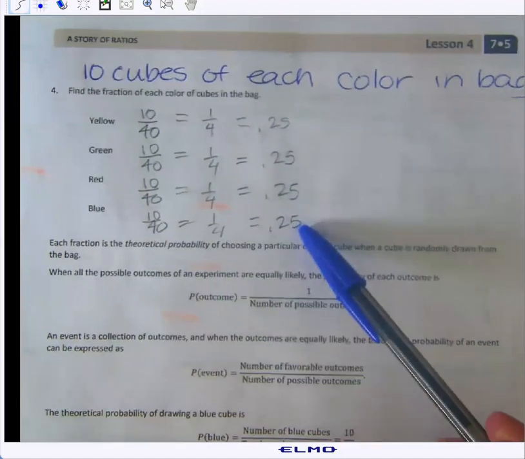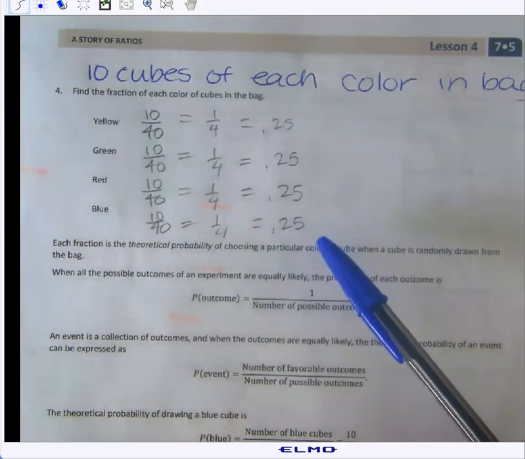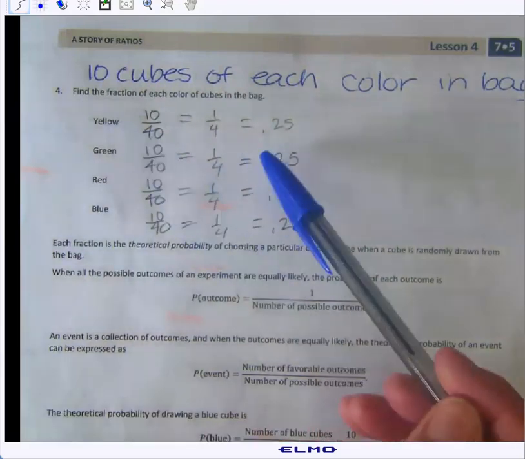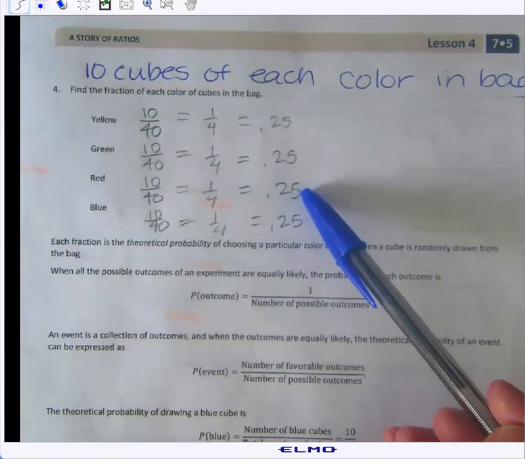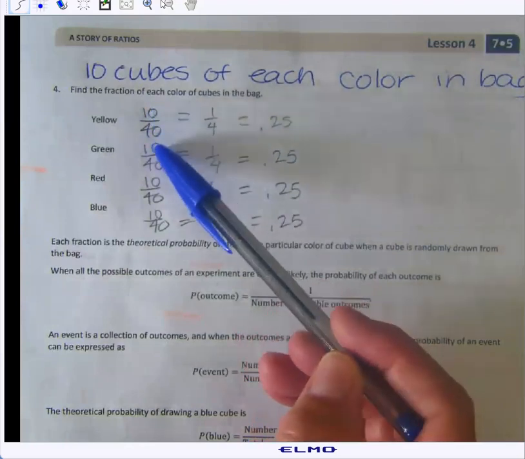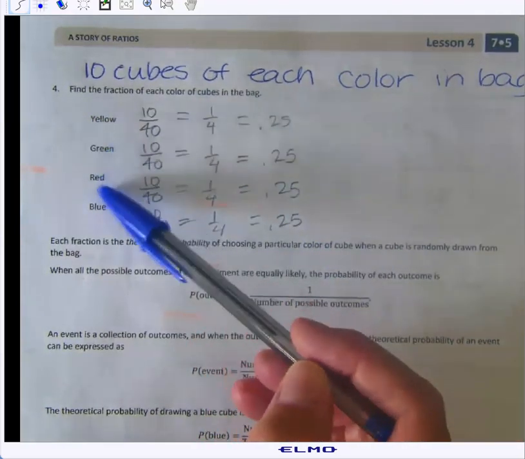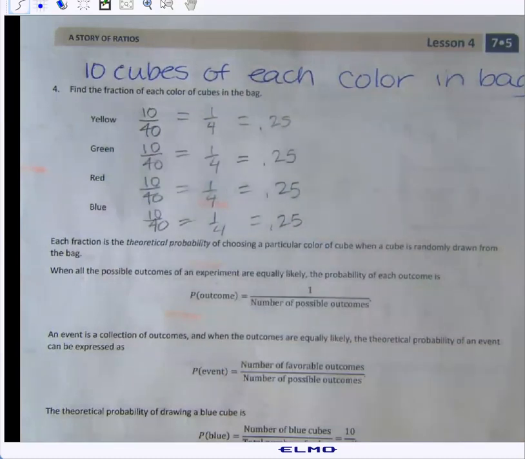So for yellow and blue, our experimental probability came out to be exactly the same as the theoretical, which is kind of cool. But look at the green and the red. The green and the red also are 0.25 because there are the same number of cubes of each color. So each color is equally likely to be drawn because the probabilities are equal.